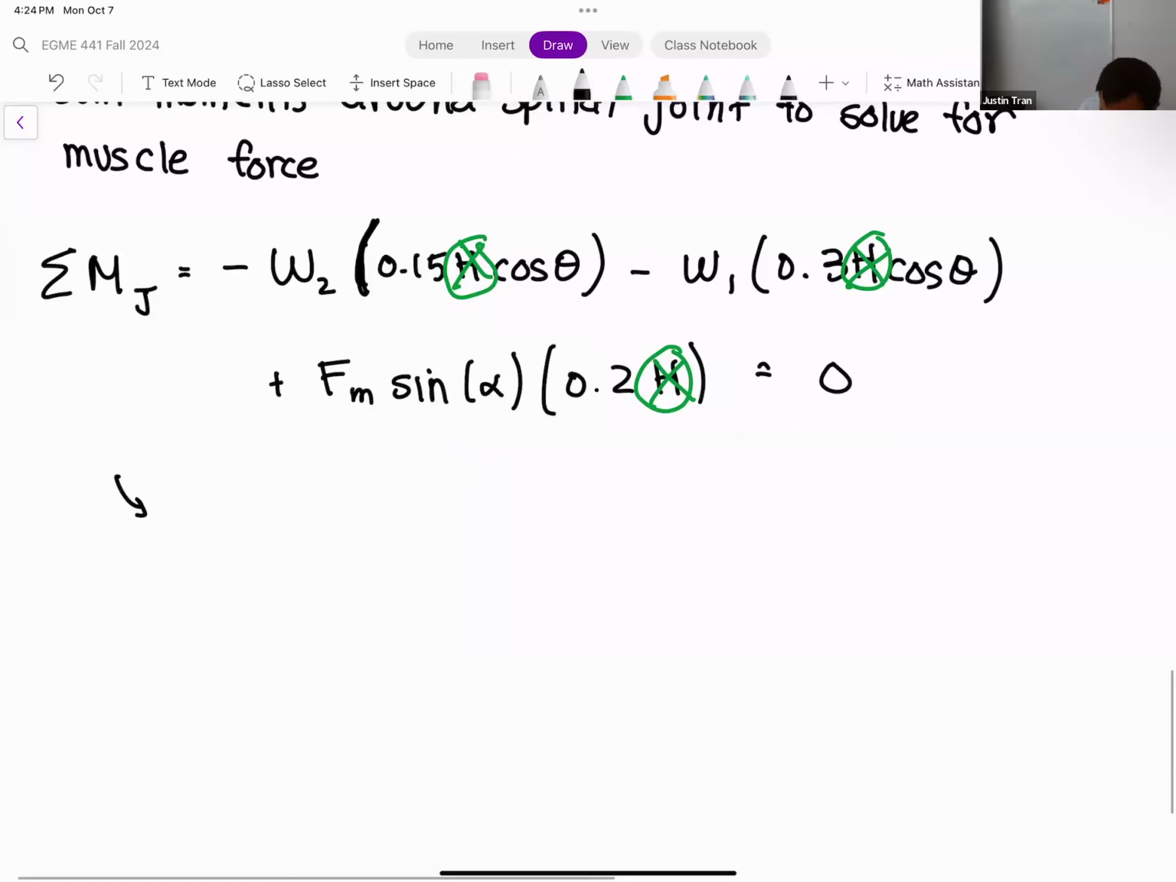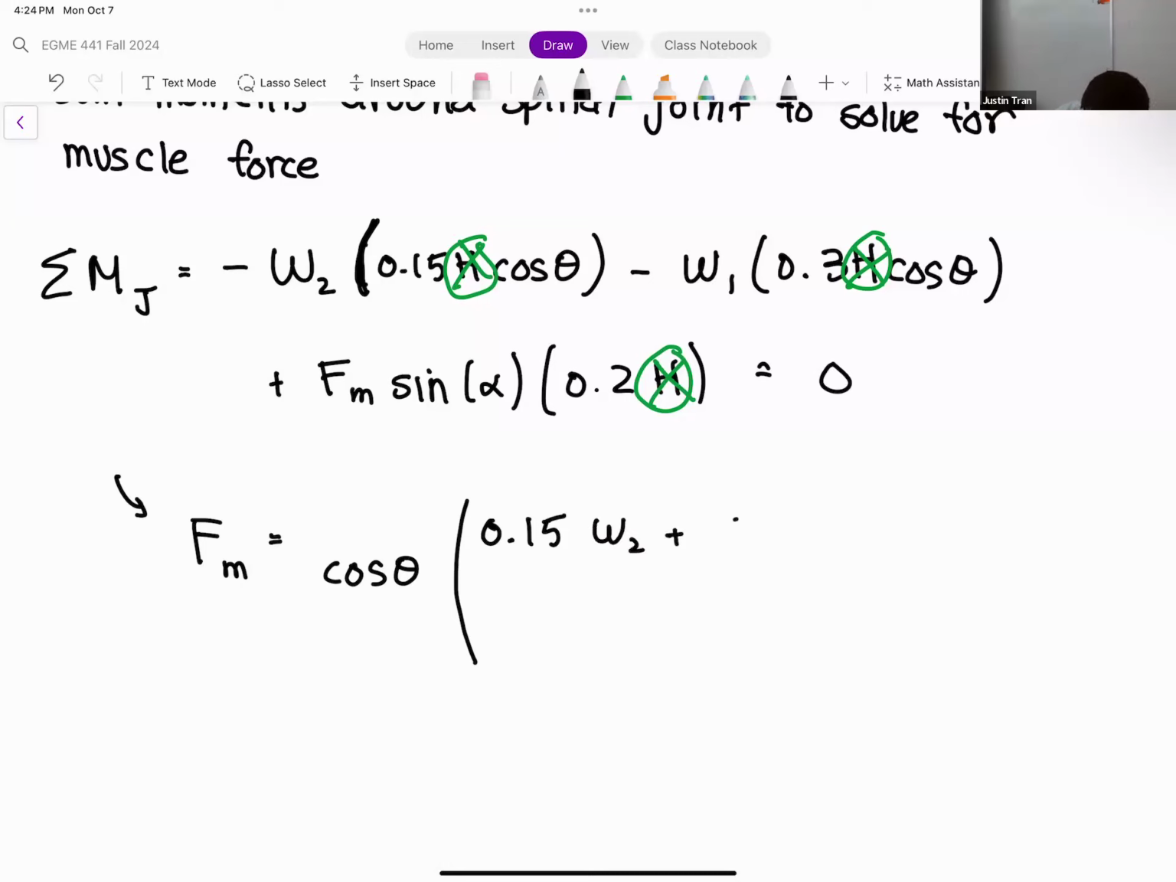All right. And so for the rest of the terms, we can just rearrange them algebraically. And so if we solve for Fm from this equation here, we get, on the numerator, a cosine theta that factors out from both terms. And so I'm just going to pull that out. Okay. So you have a cosine theta multiplied by quantity 0.15 W2 plus 0.3 W1, divided by 0.2 times sine of alpha.